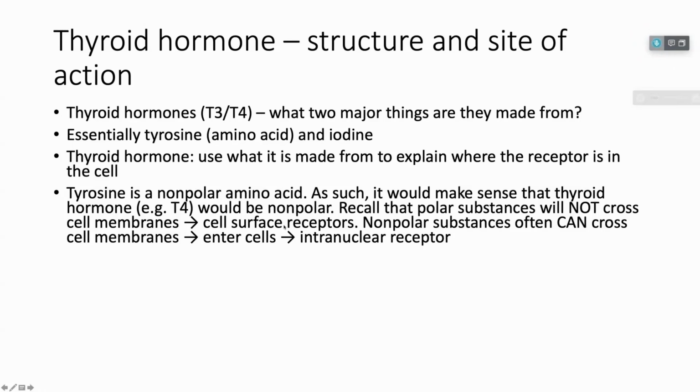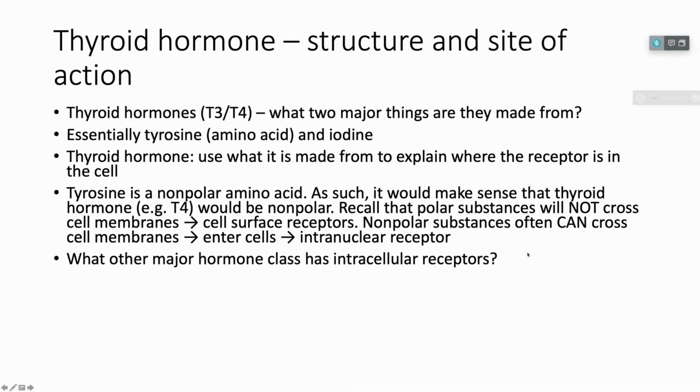Insulin is a peptide, relatively polar, and it's found at the cell surface receptor. Catecholamines are polar, or they might just be too large, but they are also on the cell surface. The only things that have intracellular receptors are nonpolar substances because they can cross the cell membrane. So they enter the cell and find the receptor inside the cell.